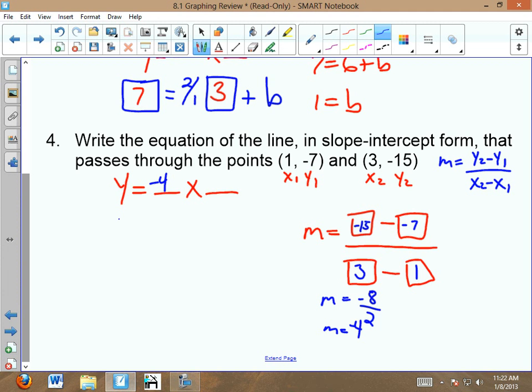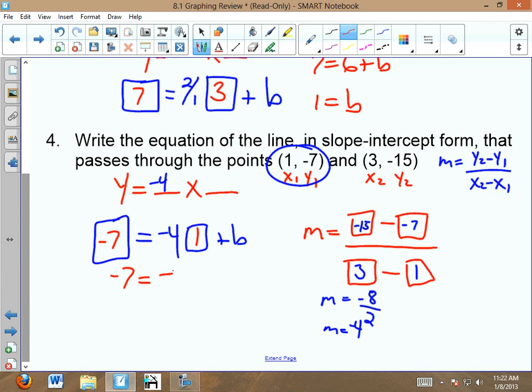Now, box equals -4 box plus b, because I'm going to solve for b. I'm going to use x1, y1. So -7 goes in for my y. 1 goes in for my x. -7 equals -4 plus b. -3 equals b. -3 goes right there.